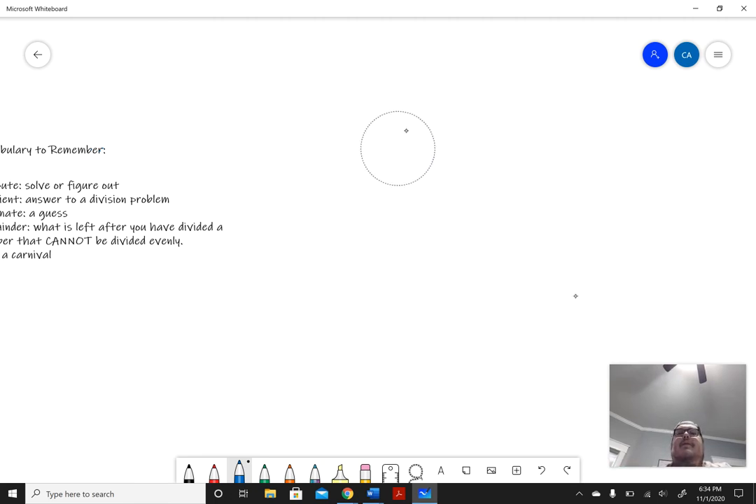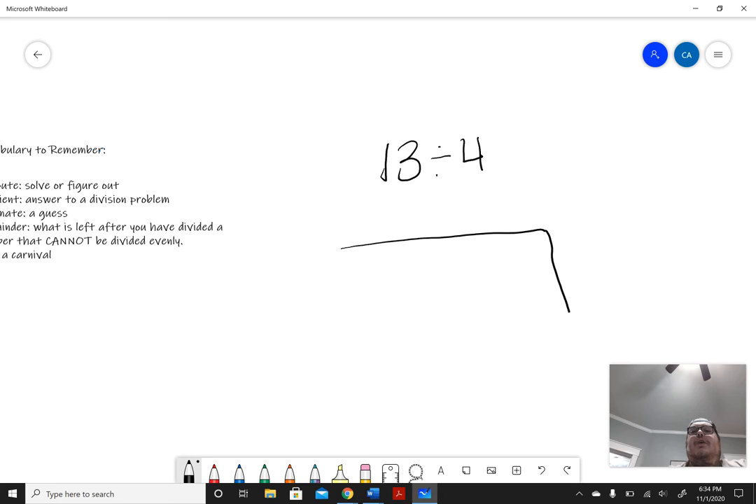Wow, it would really help if Mr. Austin could write neatly. I'm actually going to write it in black. Nope, still can't write neatly. 13 divided by 4. Okay. First, let's look at it in a place value chart. Okay, so I'm going to draw my place value chart.